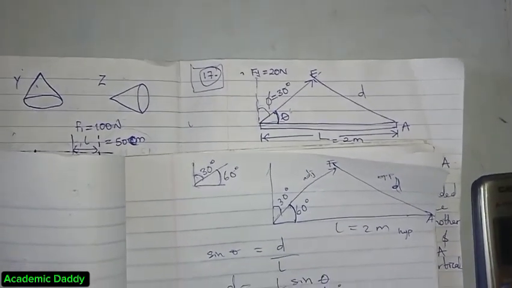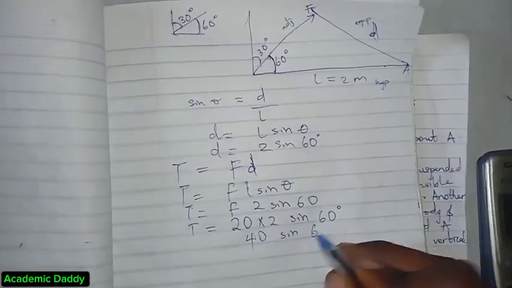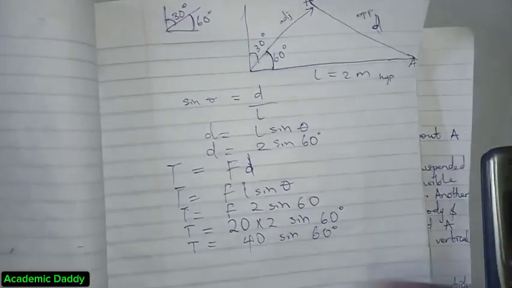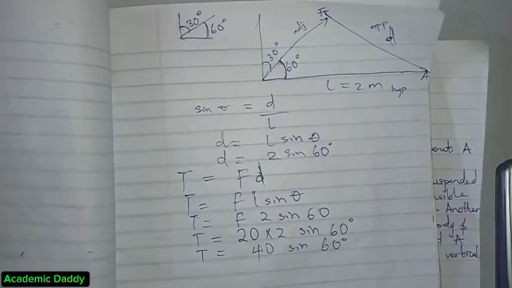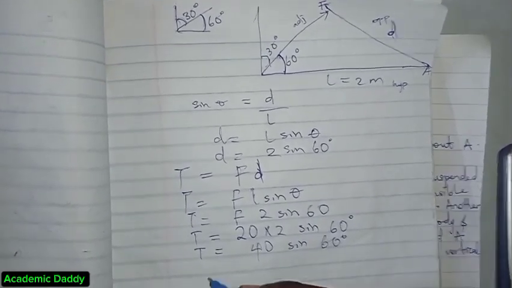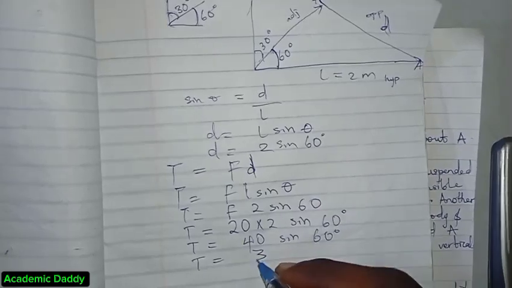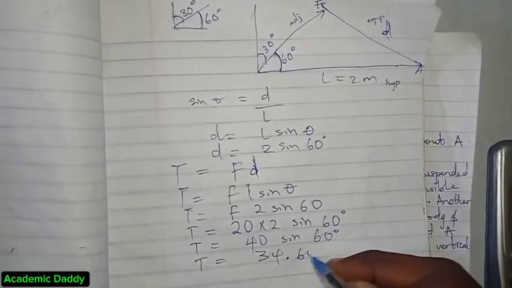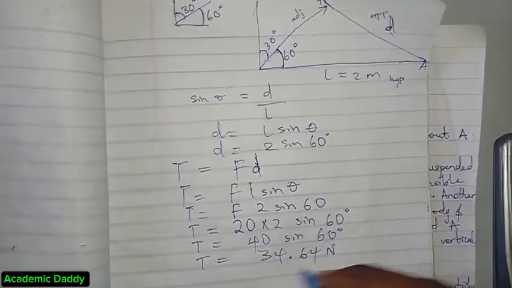So 40 sine 60 degrees. So 40 sine 60. T is equal to 34.64 Newton. So this is my answer.